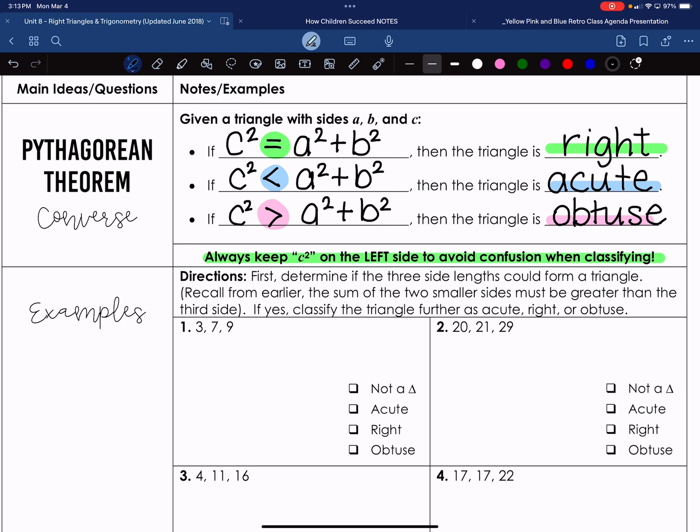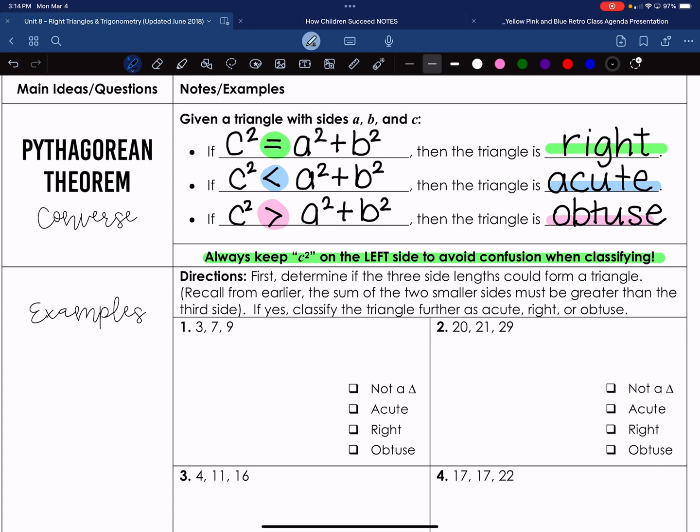I think it was like unit 4. Okay, they're going to give us 3 numbers in the examples below, and we have to figure out, first of all, does it make a triangle? To do that, you're going to take the 2 smaller numbers and add them up, and they have to be bigger than the third number. If they're bigger than the third number, then you can say, okay, yes, this is a triangle, and then you can go use the converse to figure out whether it's acute, right, or obtuse. If it doesn't make a triangle, you'll say not a triangle, and then you move on to the next problem.